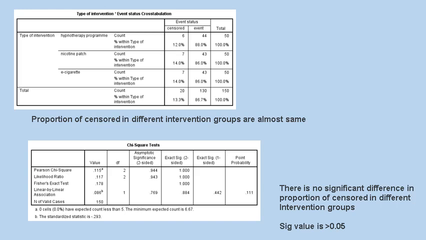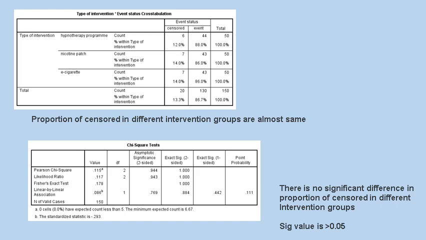Then also we have to check for statistical significance. So we need to look at chi-square test table. Pearson chi-square table, asymptotic significance value shows that it is 0.944 asymptotic significant value. Because it is more than 0.05, Pearson chi-square is not statistically significant. What it shows, there is no significant difference in proportion of censored in different intervention groups.